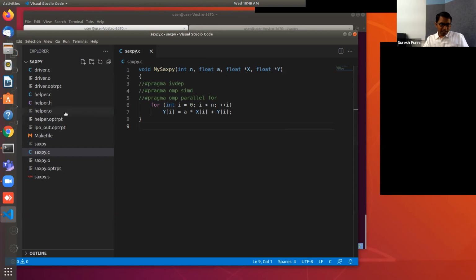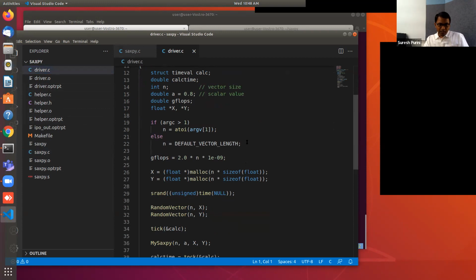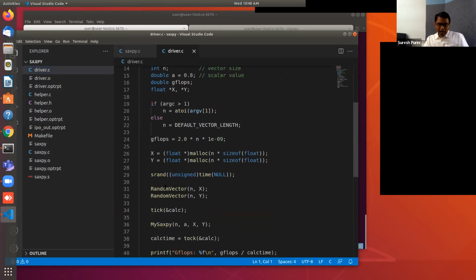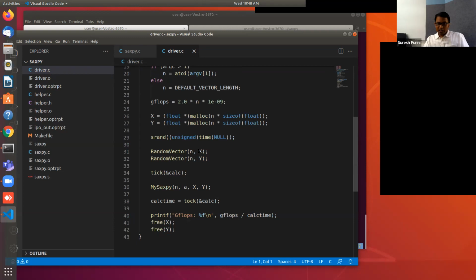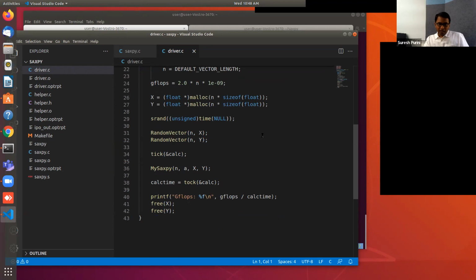And then there is a driver program. Here in the driver I am initializing these two vectors x and y with random values, and the default vector length is 1 million elements. We allocate memory for these elements from the heap, then take a snapshot of the time, call this AXPY function, and then again take a snapshot of the time.